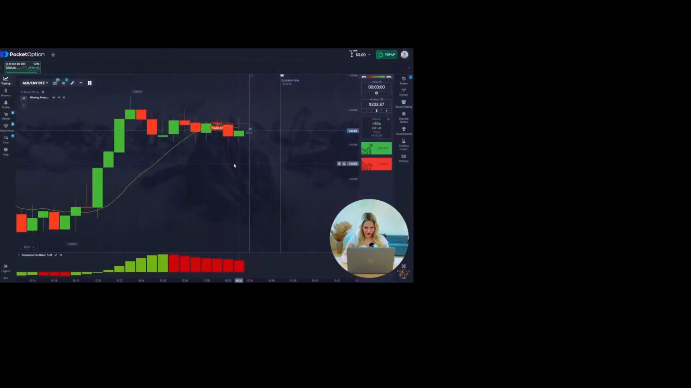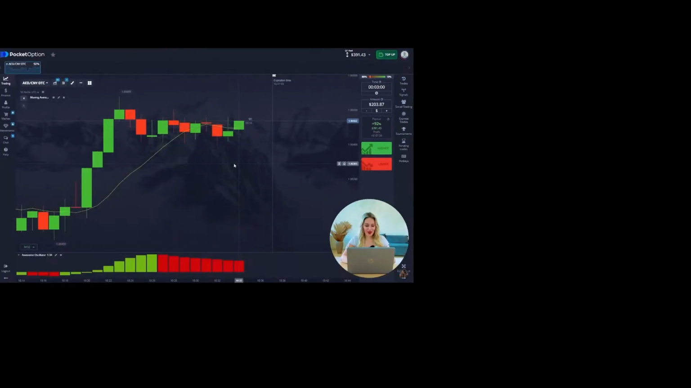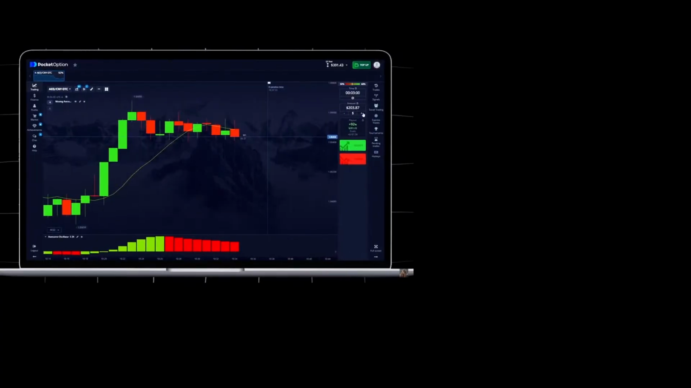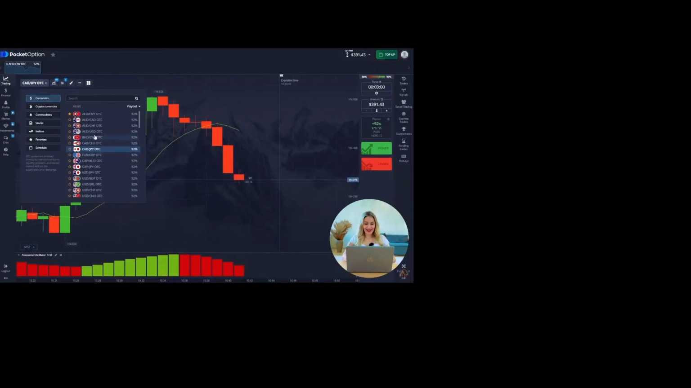Not a very confident trade, but still it closes in profit. Let's wait for it. Yes, $391 on our balance. Let's move on to finding a new currency pair. So let's go through the entire list and see where there will be an interesting moment.